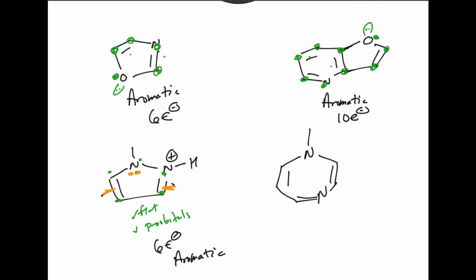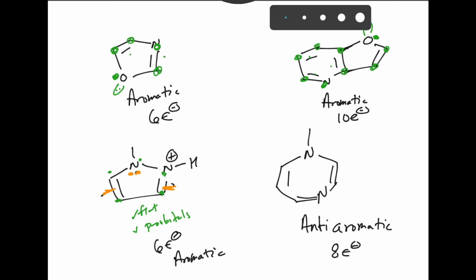And then the last one, anti-aromatic, right? And it's going to be 8 electrons. So 2, 4, 6, lone pair on nitrogen makes 8.